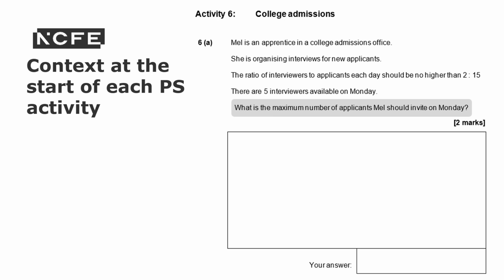The ratio of interviewers to applicants each day should be no higher than 2 to 15. There are 5 interviews available on Monday. What's the maximum number of applicants Mel should invite on Monday? So there's your question, but the rest of the questions within activity 6 will then follow on and be related to Mel working in the college admissions office.